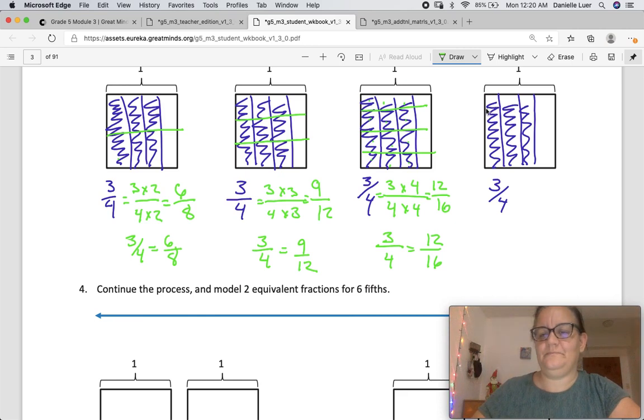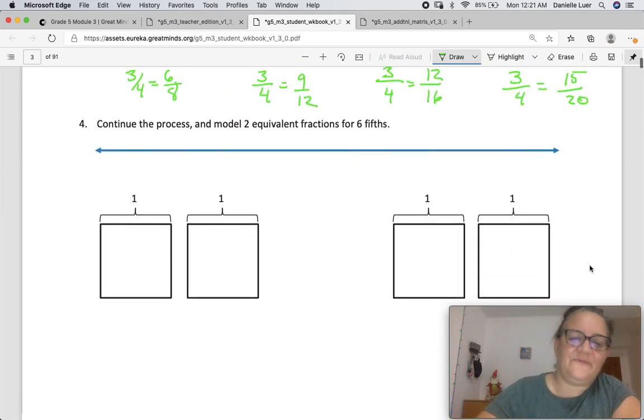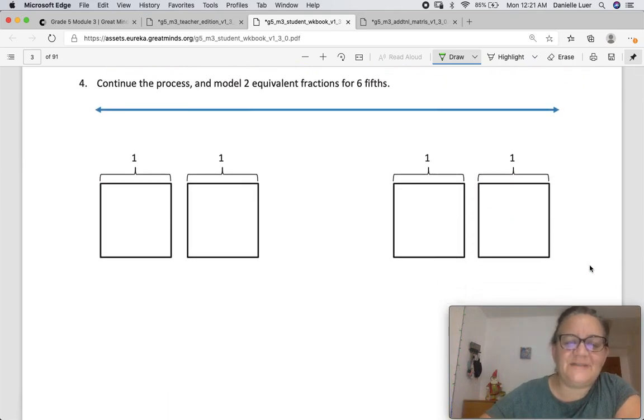Last one, 1, 2, 3, 4, 5. So here I've got 1, 2, 3, 4, 5, 10, 15 out of 20. And I did that by 3/4 times 5/5, 3/4 equals 15/20. Great.